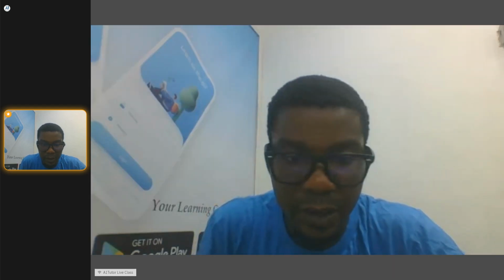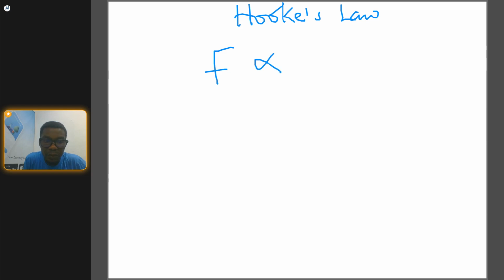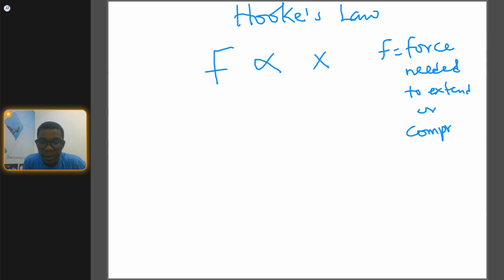Now let's express that mathematically here. Hooke's law states that F is directly proportional to x. F is the force needed to extend or compress a spring. And x here is the distance after the force has been applied to the spring.